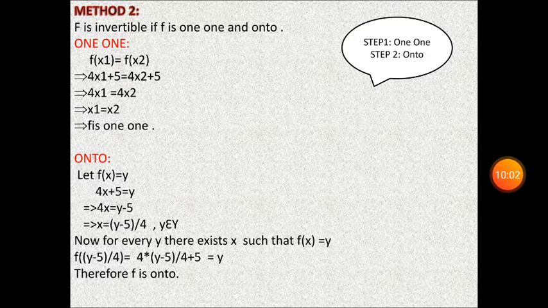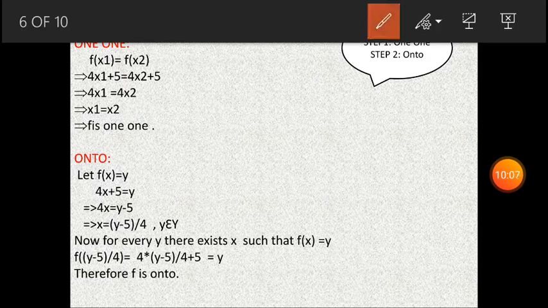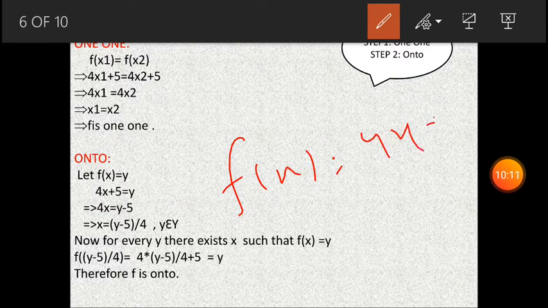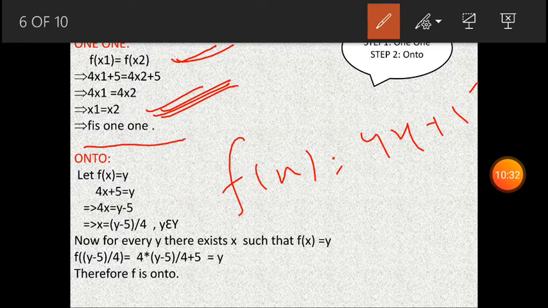So to show that f is 1-1, our f is defined as 4x plus 5. Okay. So let f(x1) equal f(x2). So put x1 in place of x. So 4x1 plus 5 equals 4x2 plus 5. That will give you the result x1 equals x2. So f(x1) equals f(x2) that we considered, and we got the result x1 equals x2. Therefore, we can say f is 1-1.